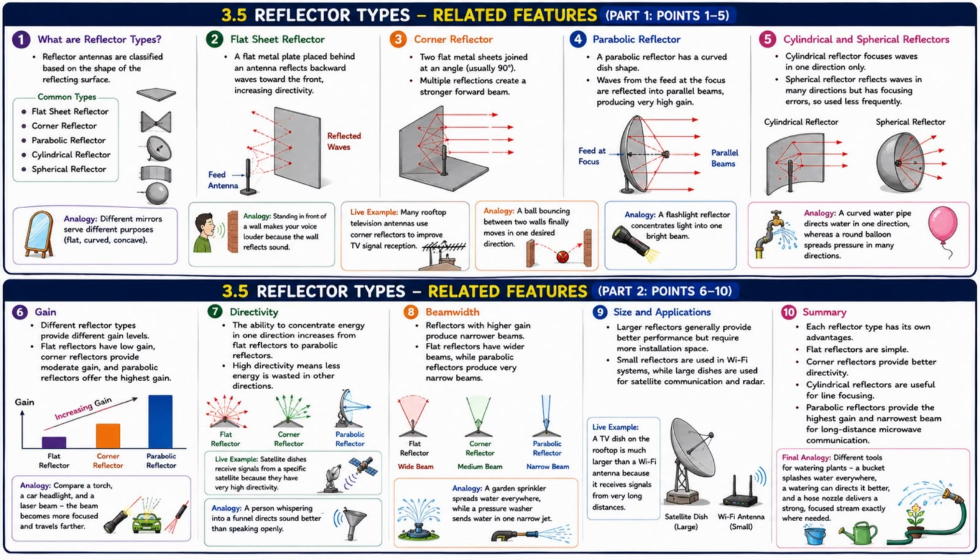Next feature, beam width. Reflectors with higher gain produce narrower beams, very narrow beams. Flat reflectors have wider beams, while parabolic reflectors produce very narrow beams, which are essential in radar systems to detect the moving targets.